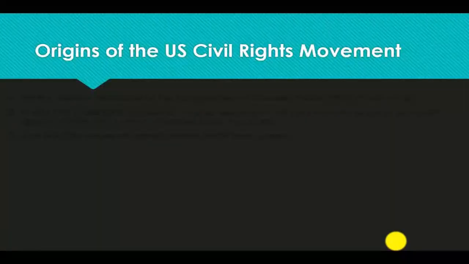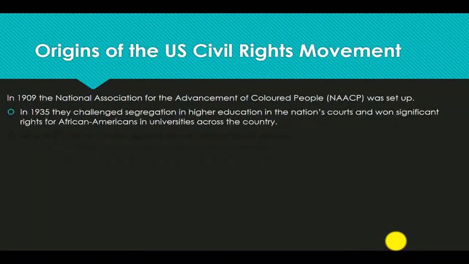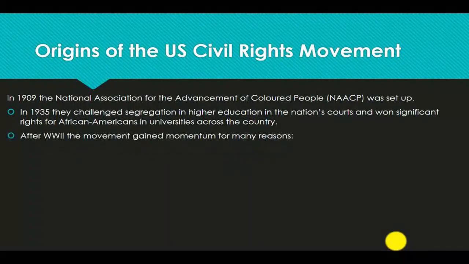So we're going to be looking now at the origins of the US civil rights movement. Where did it emerge? Why did it emerge? What were the reasons? So in 1909, the National Association for the Advancement of Colored People, the NAACP, was set up. And in 1935, they challenged segregation in higher education in the nation's courts, and they won significant rights for African Americans in universities across the country.